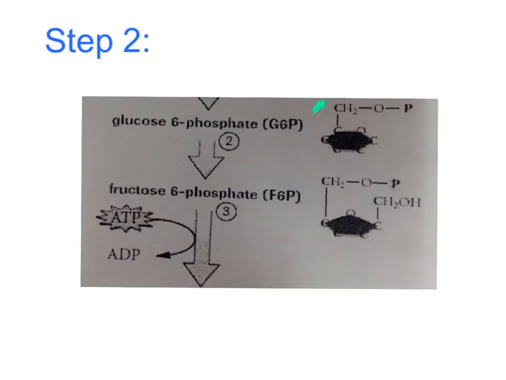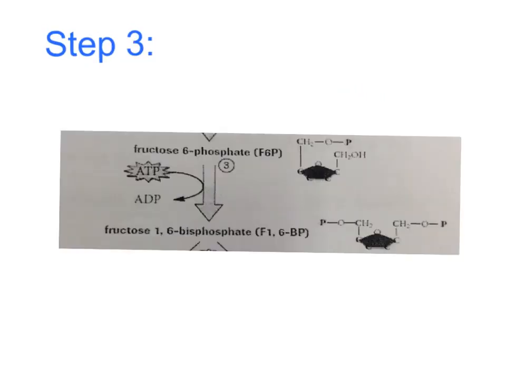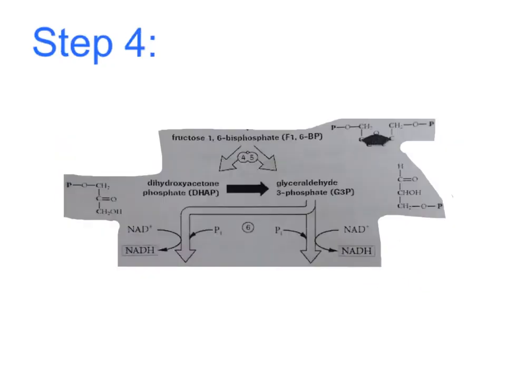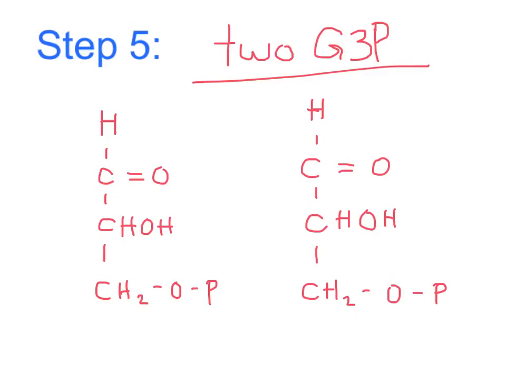Glucose 6-phosphate then gets rearranged into fructose 6-phosphate. The second ATP attaches to a phosphate group on the other end of the fructose 6-phosphate molecule. This phosphorylates fructose 6-phosphate into fructose 1,6-bisphosphate. The backbone then splits apart to form G3P and DHAP. DHAP is then converted into G3P, which results in two G3P molecules.